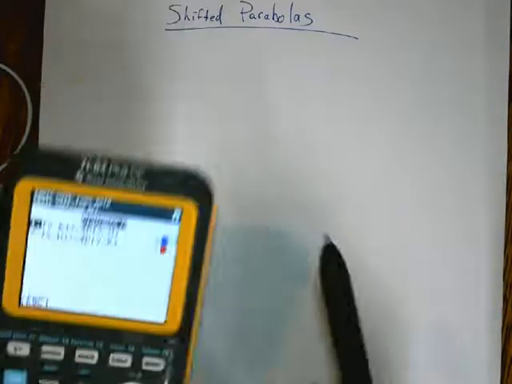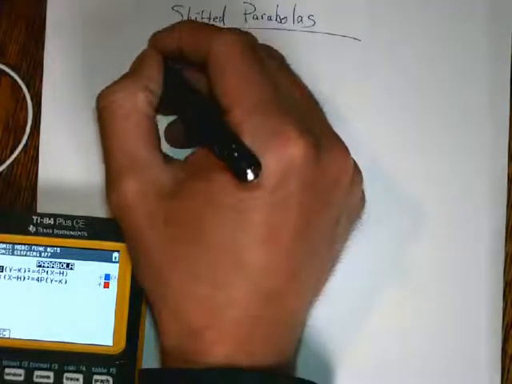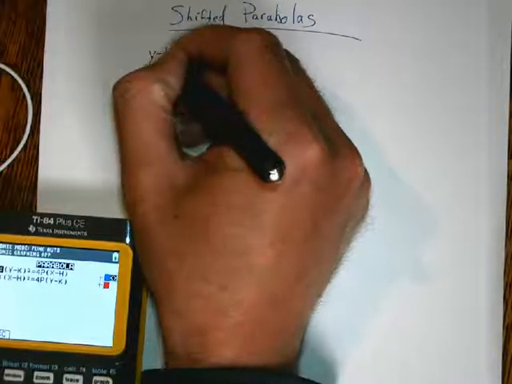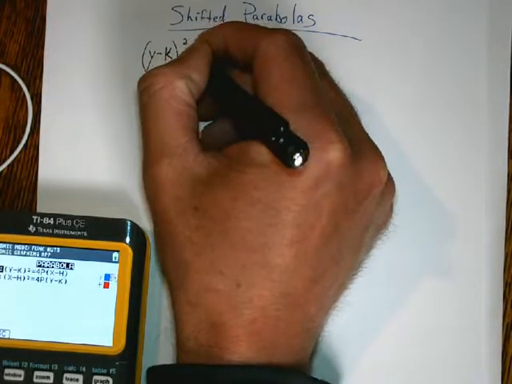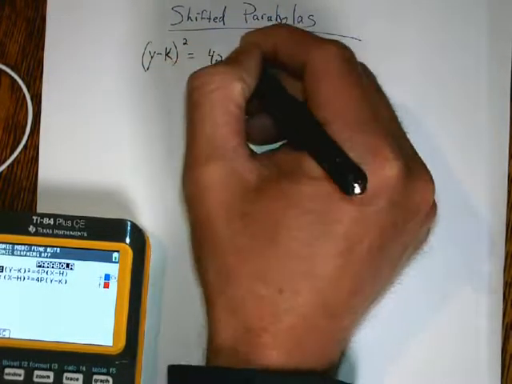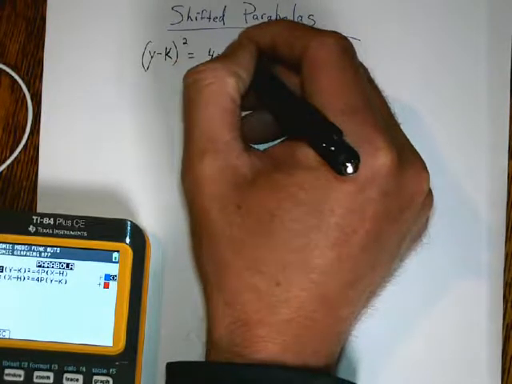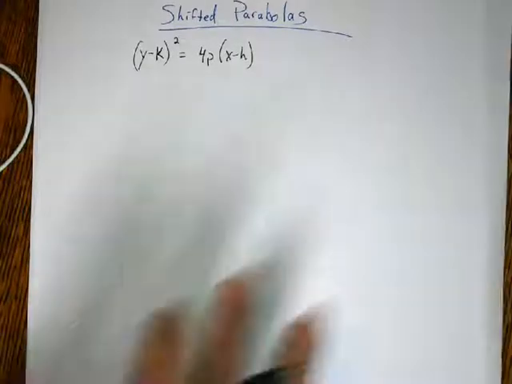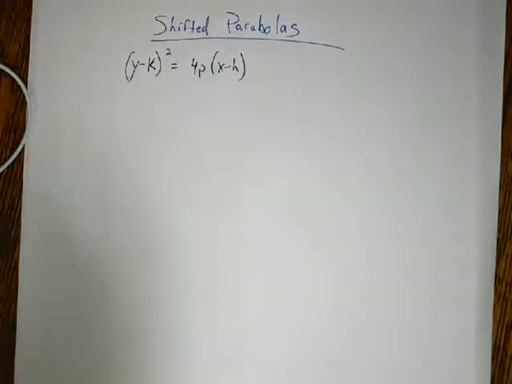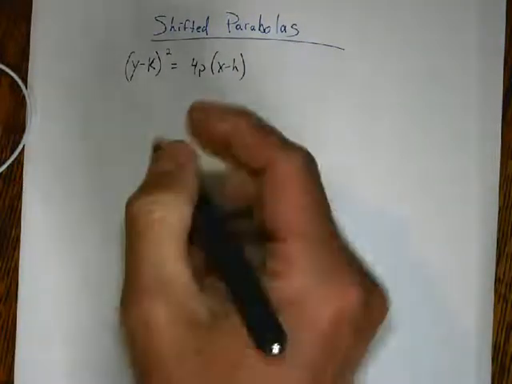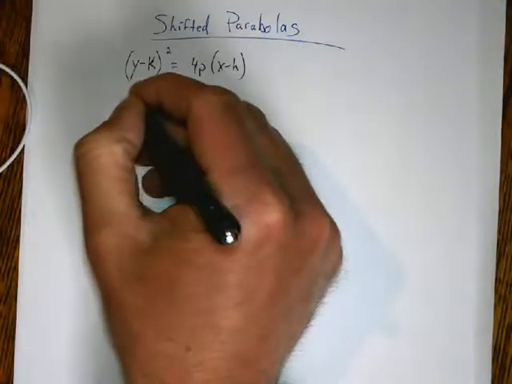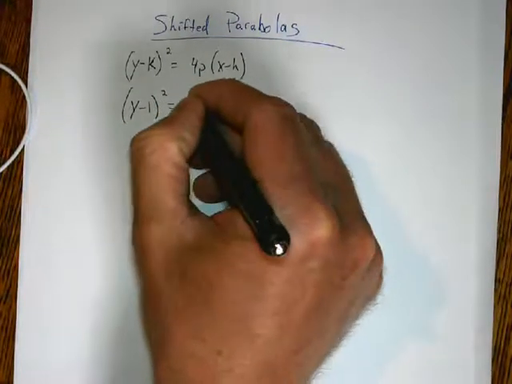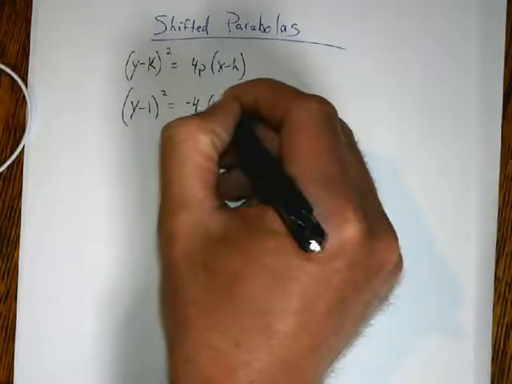So let's take a look at this a little bit closer. We've got the 2 formulas, y minus k, gee, I wonder what h and k stand for, quantity squared is 4p. Remember, p is the distance from the vertex to the focus. And x minus h. What I want to do here real quick is run you through an example of how we pull out all the information right off the bat. We'll use this one here. We'll say y minus 1 quantity squared is negative 4 times x plus 2.